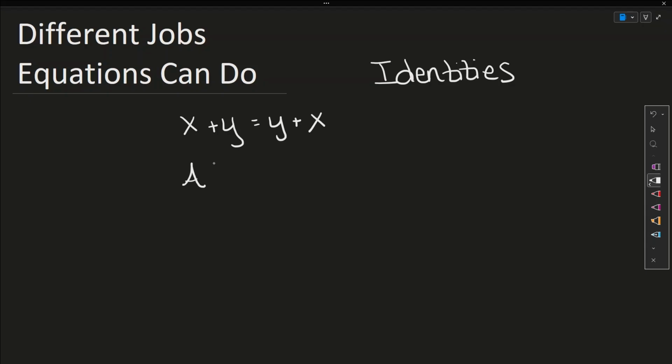Another example is a times (b plus c) is equal to ab plus ac. This is the distributive property. It is true for all values of a, b, and c.